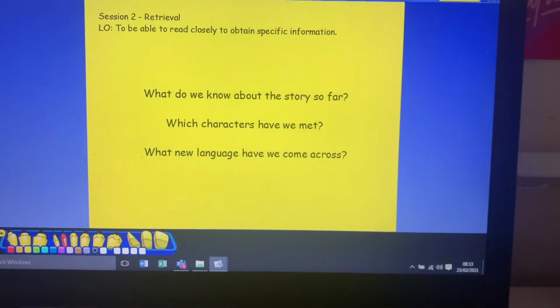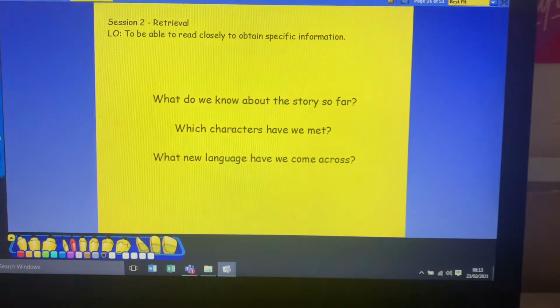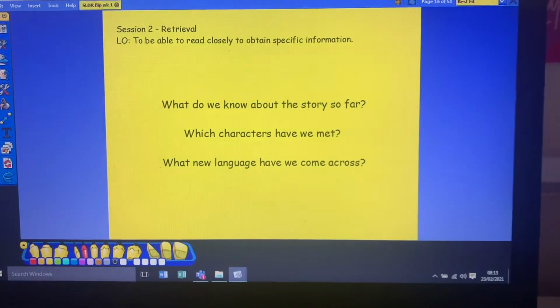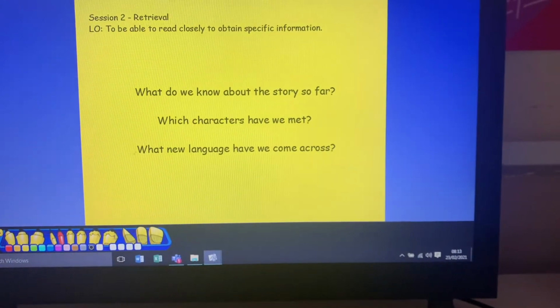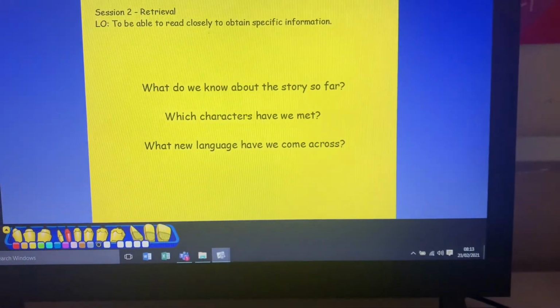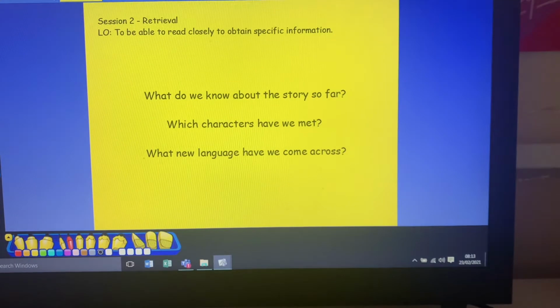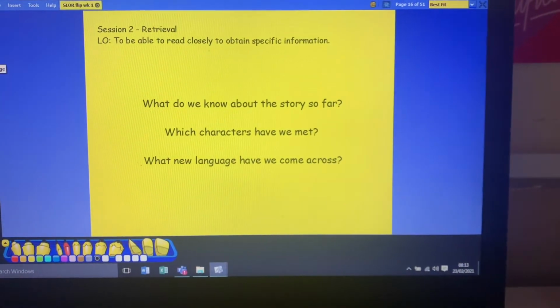Morning! Today in SLoR we're going to be able to read closely to obtain specific information. So have a think about the story we read yesterday. What do we know so far? What characters have we met? And was there any new language that you came across?